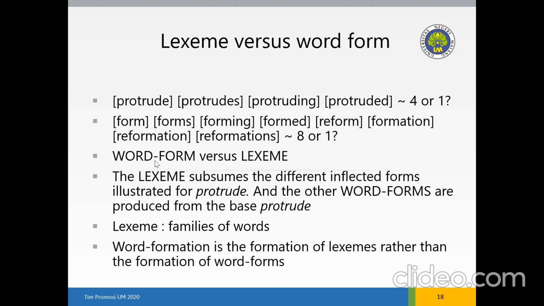And a lexeme is a family of words. They are the families of words. So word formation is the formation of lexemes rather than the formation of word forms.